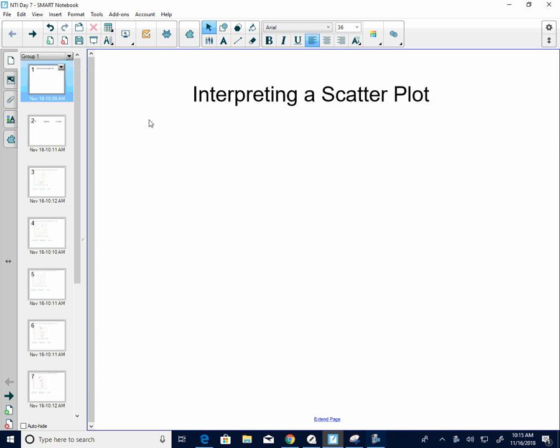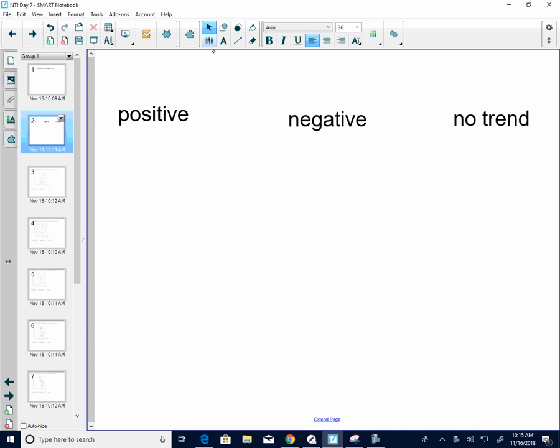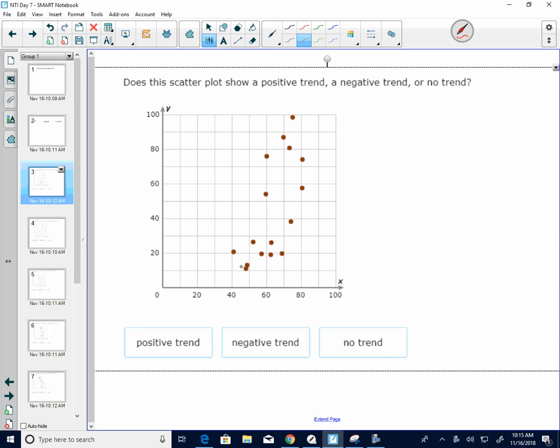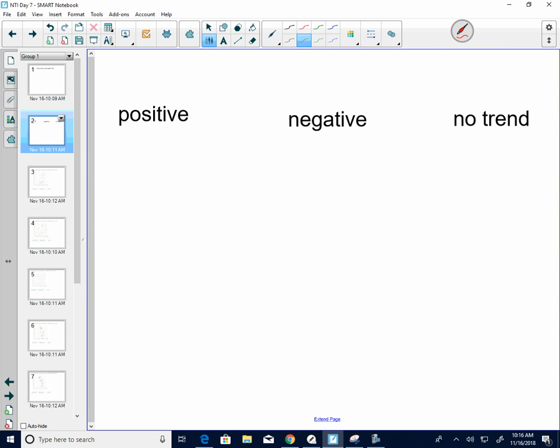Alright, today we're going to be looking at interpreting a scatter plot. The first thing that we want to talk about is if scatter plots have a trend. A scatter plot is a graph that just has a bunch of points or plots over it, and they're just scattered around. So when we say positive trend, we need to think back to lines.